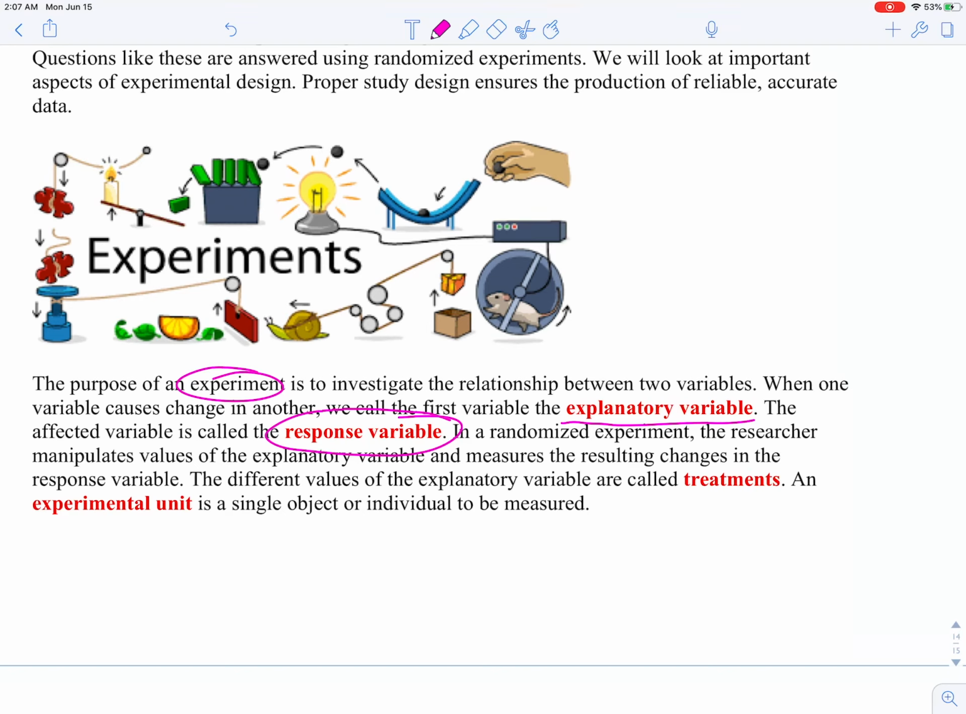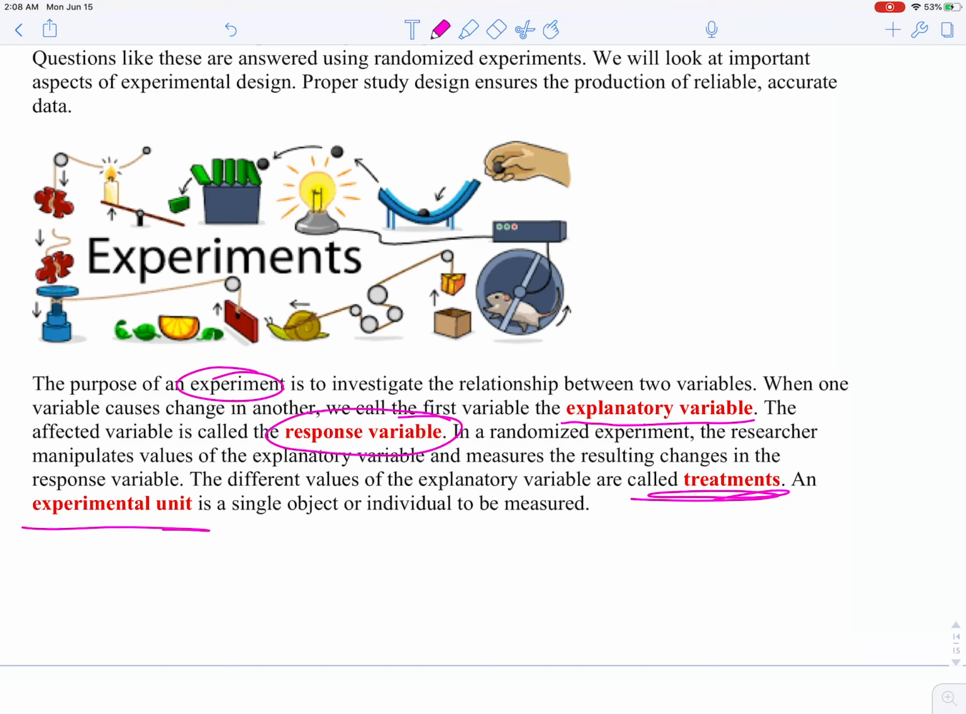So, you would have one group of people maybe run 1 mile a day, another group runs 5 miles a day, another group runs 10 miles a day. Okay, so those different amounts that they're running are called the treatments. All right, so you're going to check out these different treatments to see if they can explain the response variable, the outcome of the experiment.